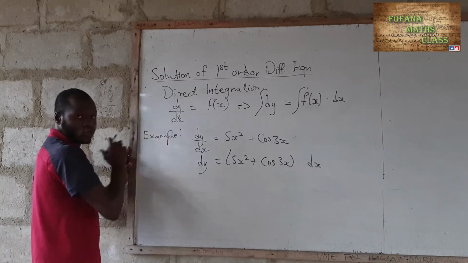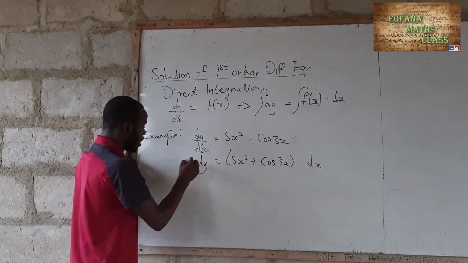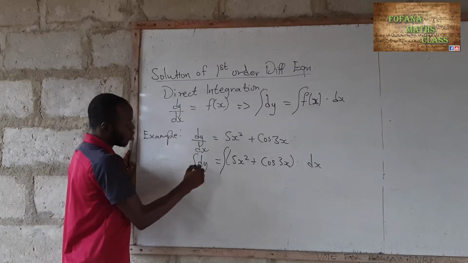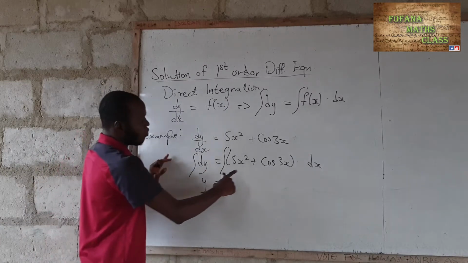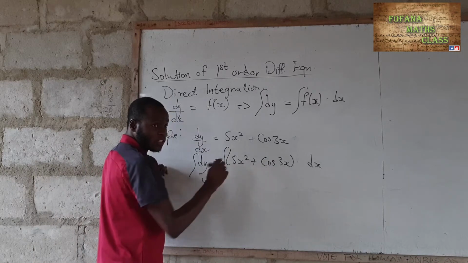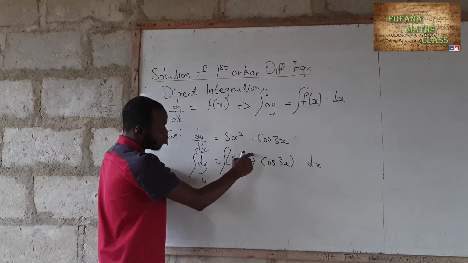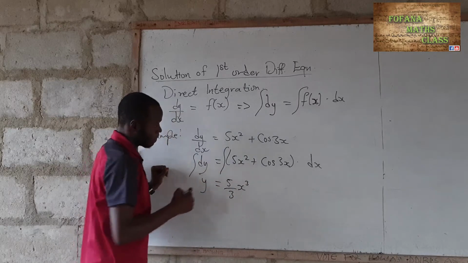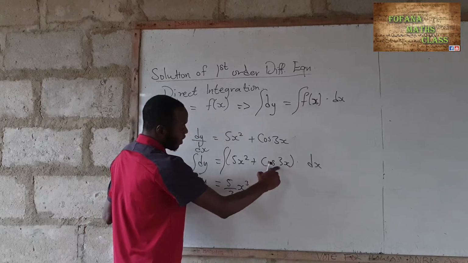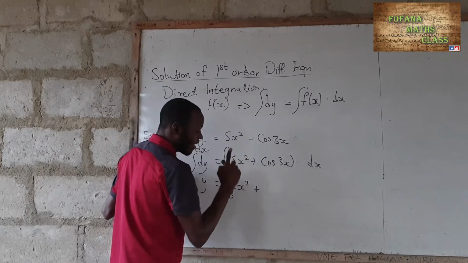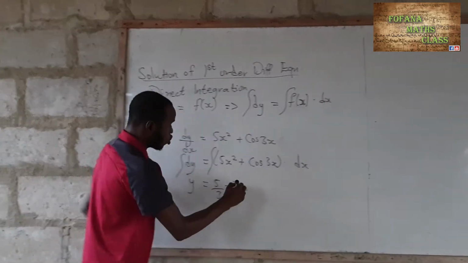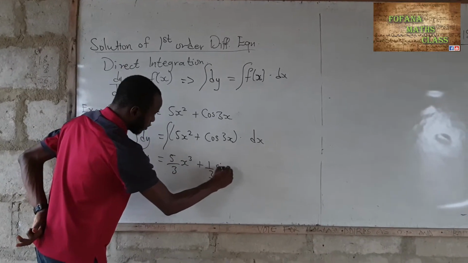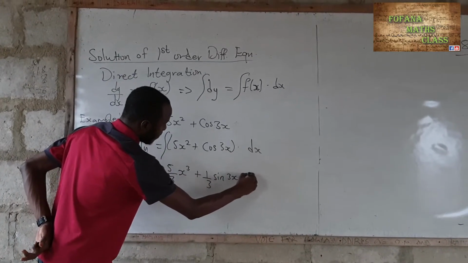The next thing that you have to do is to directly integrate the equation. So now we integrate here and then we integrate here too. When you integrate dy, you get y equal to, now here we integrate this one and that one separately. When you integrate 5x squared, you'll have 5 over 3 x to the power 3. Then when you integrate cos 3x, you'll have plus sine, and then the 3 will divide the sine. So you'll have 1 over 3 sine 3x, then plus a constant of integration.